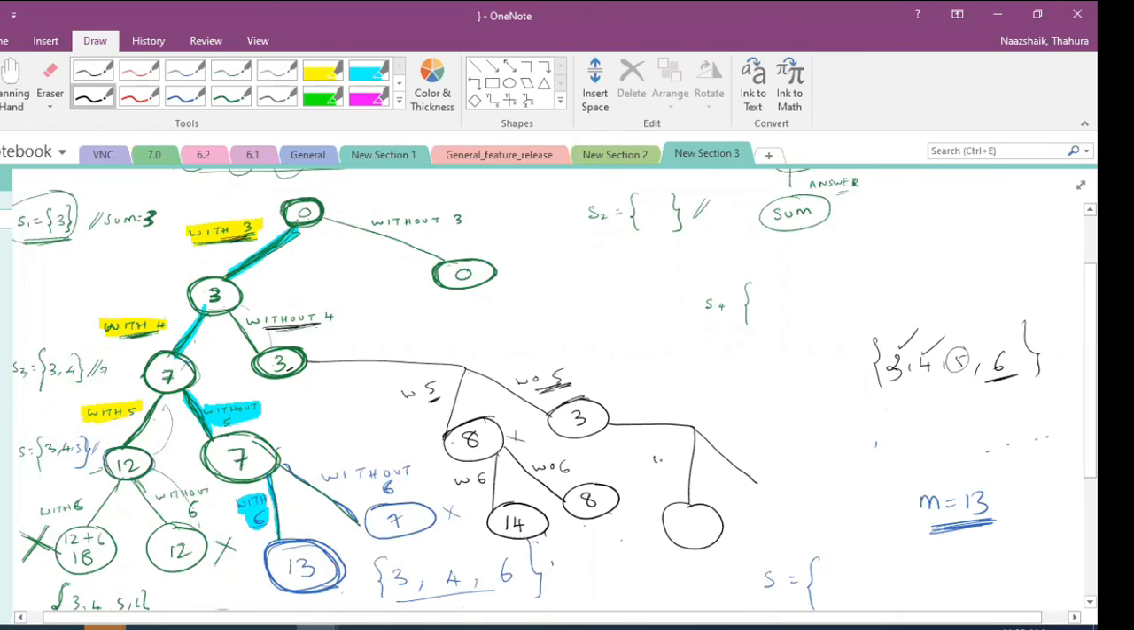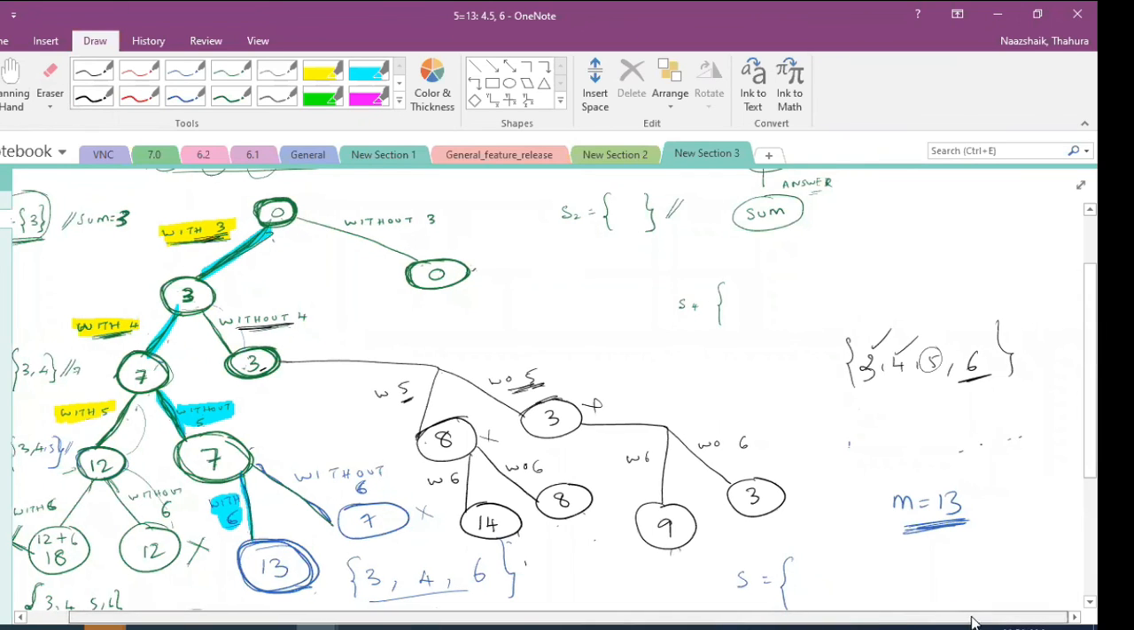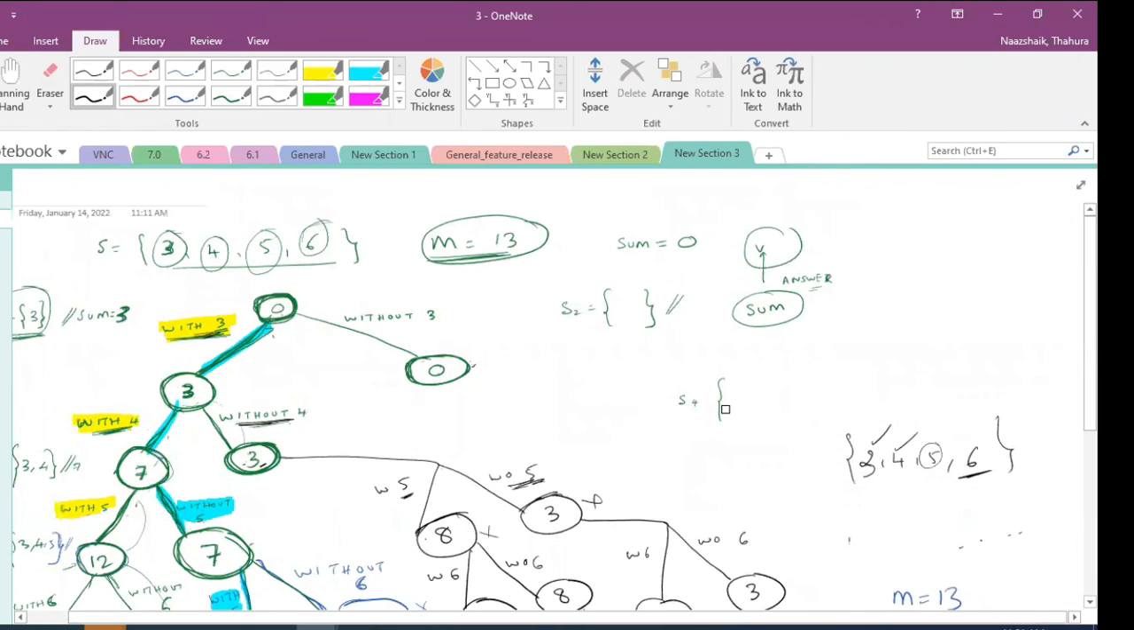So you have 2 choices, with 6 or without 6. With 6, what will your answer be? 9, right? And without 6, it is 3. Can you do any further? No, ma'am. No, because you finished the 6, right? So again, you check none of these gave you 13. So you go back, and finally you come here, right? This again, you have to further expand.